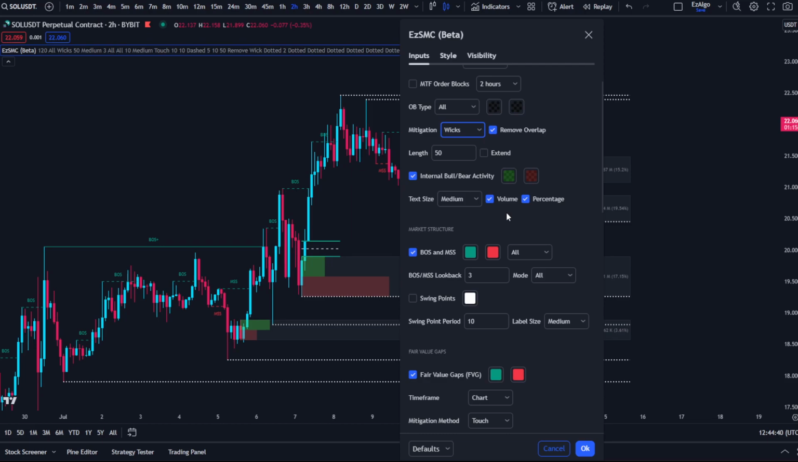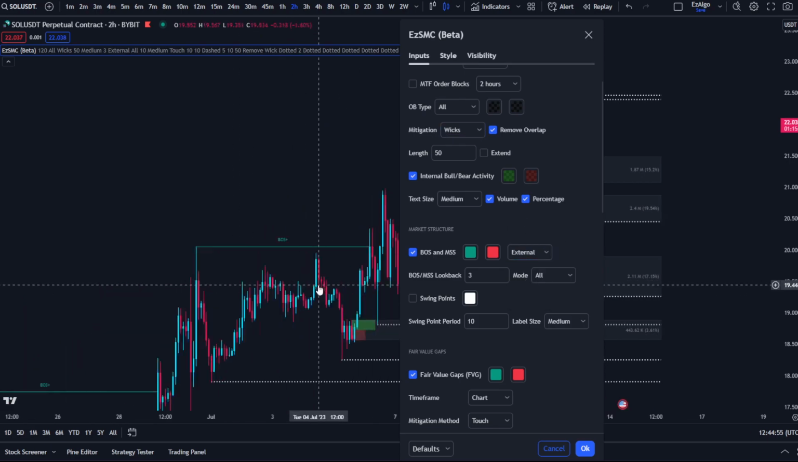So whether it's in a downtrend and it's shifting to the upside, or if it's in an uptrend and it's shifting to the downside, we refer to that as a market structure shift. Now, there are two types of BOS and MSS. We have the internal structure and the external structure. You really want to be focused on the external structure.